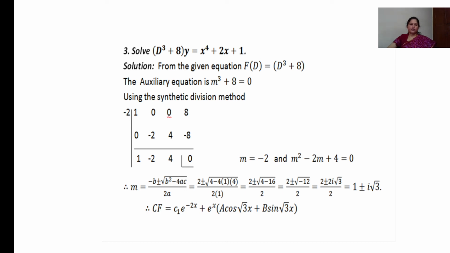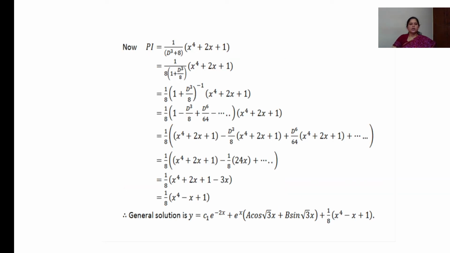The particular integral formula is 1 by f of D into f of x. So we are going to find the particular integral now. We get PI is equal to 1 over D cube plus 8 into x to the power 4 plus 2x plus 1. This is the algebraic function we have for f of x, which means we have to use binomial expansion only. That's why we are going to make the 1 plus x form in the denominator, so we take 8 as common outside.